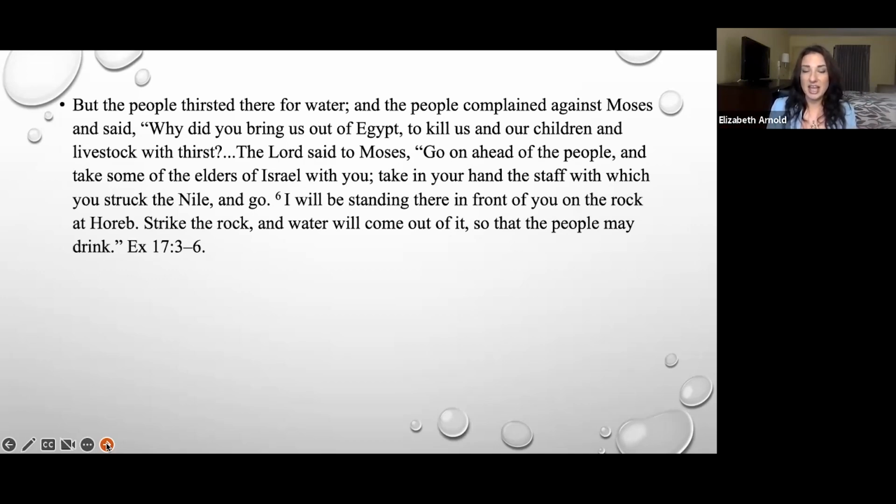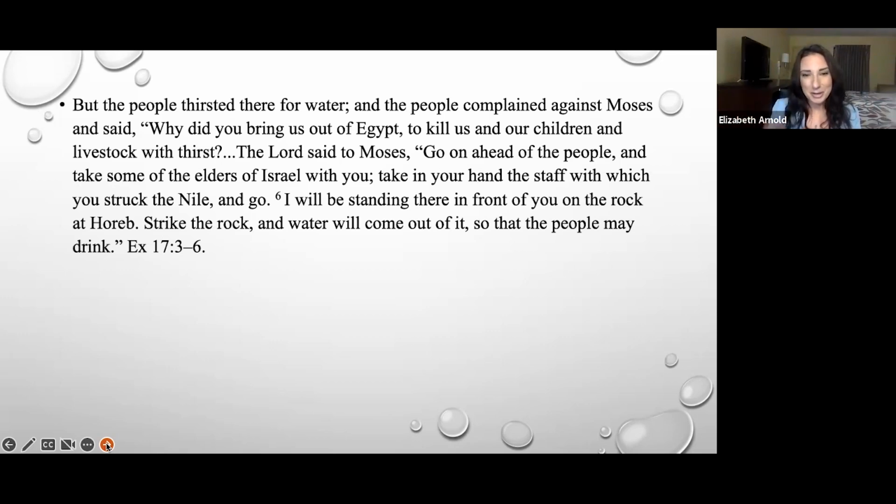And I have to admit, I have read this story many, many times, but I noticed something in it this time that I had never noticed before. The Lord said to Moses, "Go on ahead of the people and take some of the elders of Israel with you. Take in your hand the staff with which you struck the Nile." So he's like, "You used this same stick to hit the Nile and you turned it into blood. And we're going to take that same stick and we're also going to do something with water."